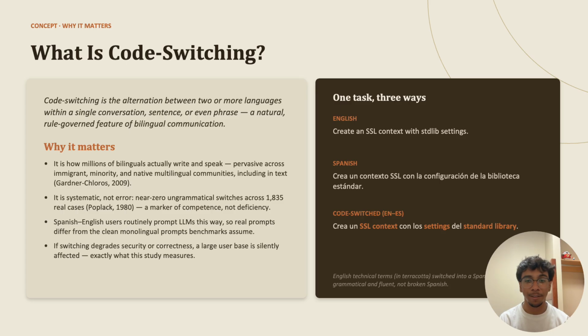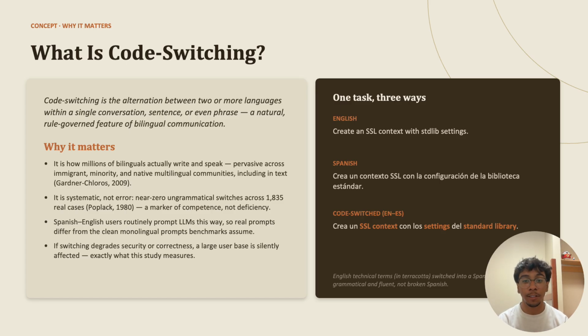On the right side of the slide, we have an example of how code switching works. First off, we can see a prompt in English. It says create an SSL context with the standard library settings. Then we can see that same sentence translated in Spanish, which says crea un contexto SSL con la configuración de la biblioteca estándar.